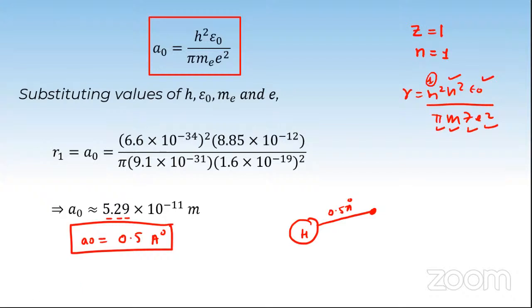Am I clear? So then where is the second orbit? For the second orbit I have to put n is equal to 2. It is located at a distance of 4 times, because for n is equal to 1, n square is equal to 1. Therefore, this r for the second orbit becomes 4 times, since n square is 4. So it will be located 2 Angstrom farther away. Are you getting the idea?